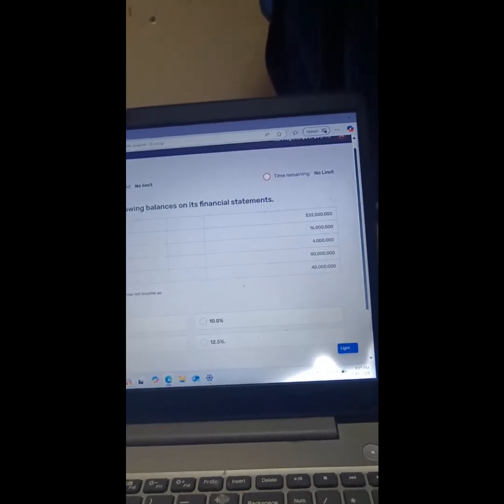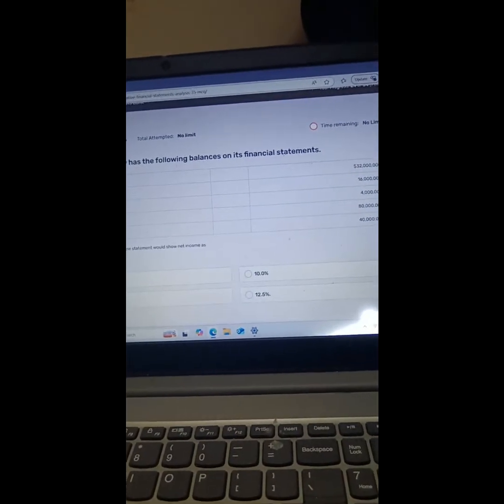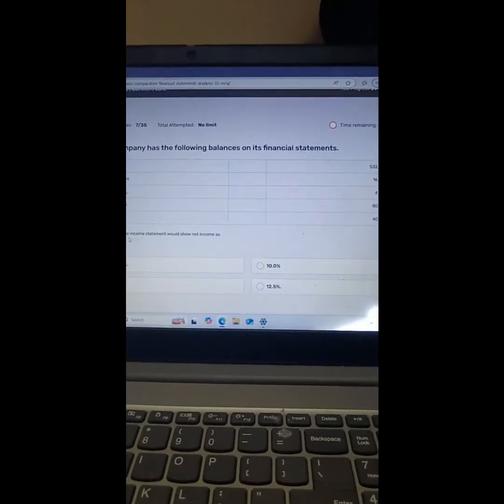And this needs to be calculated. Net income, this is revenue, cost of goods sold, net income, and total assets also given, total equity also given. In this case, we need to calculate net income on the basis of the revenue percentage, right? 40 lakh divided by 320 lakh. How much will it be? It comes to 12.5% only. And its option is J. And this was a very simple question.